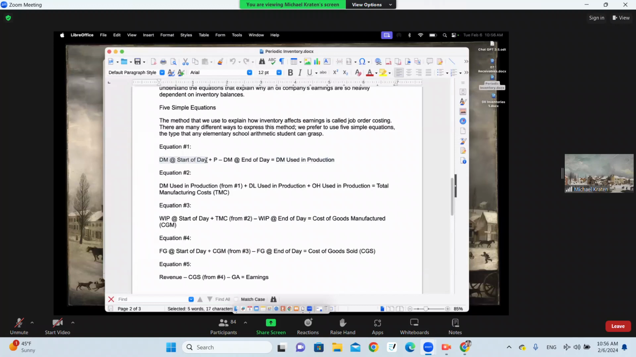The raw clay used in production today will be whatever was left over from yesterday and was here at the beginning of the day, plus P, the new larger pile of raw clay that I bought later this morning. Okay, is that equal to the total amount of raw clay used in production today?